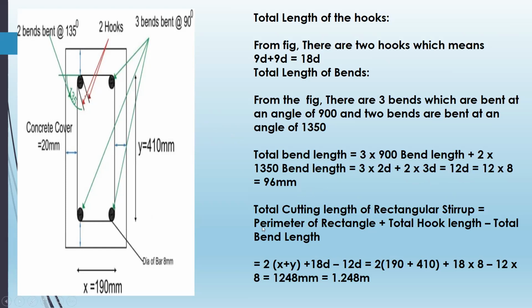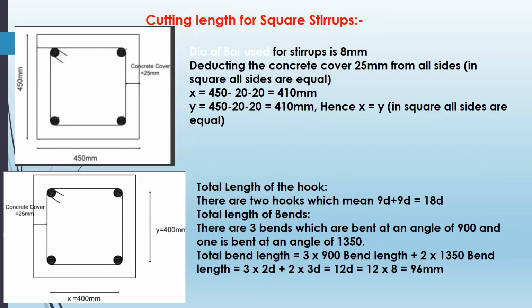So total cutting length of the rectangle stirrup is perimeter of the rectangle plus total hook length minus total bend length. That means 2 into (X plus Y) plus 18D minus 12D, that is equal to 2 into (190 plus 410) plus 18 into 8 minus 12 into 8, which is equal to 1248 mm. That means 1.248 meter.